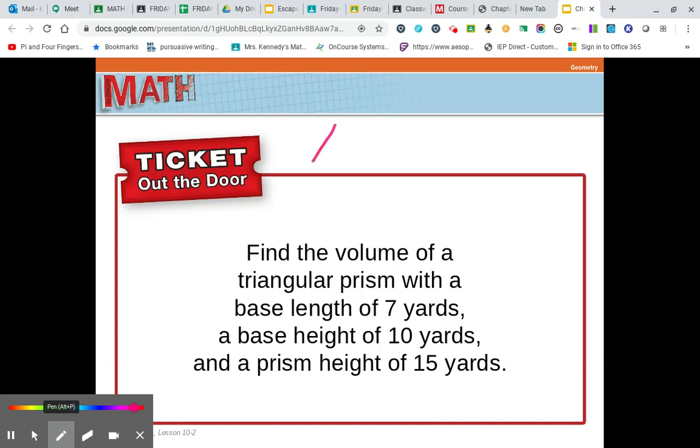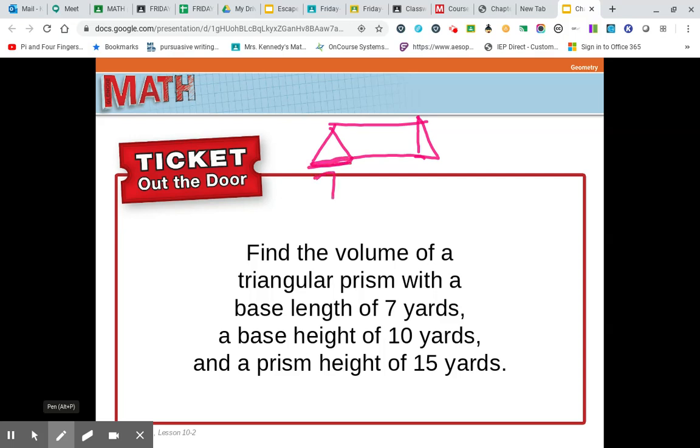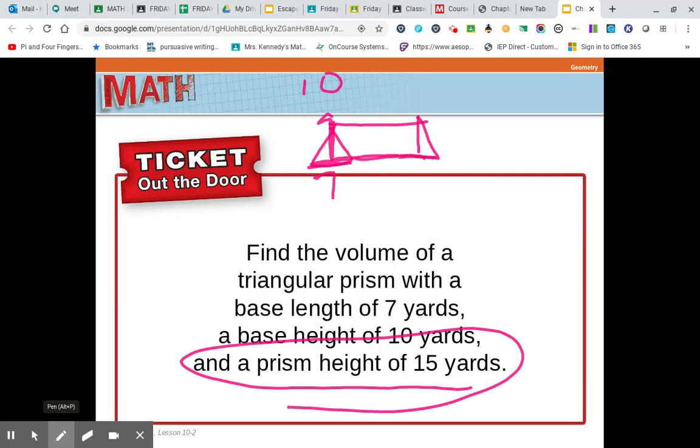So here's our, ready for my beautiful drawing? Here's our triangular prism, right? The base length is going to be here. That's the 7. The base height is here. All right, that's the 10. And then the prism height. Prism height is the rectangular one, right? That's 15. So take a second and substitute and solve. I'm going to erase my beautiful drawing.